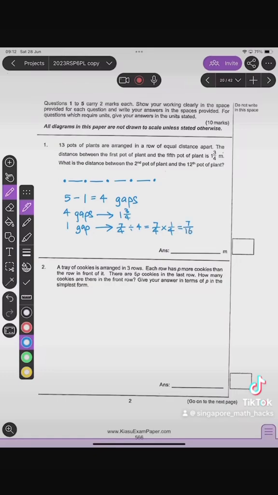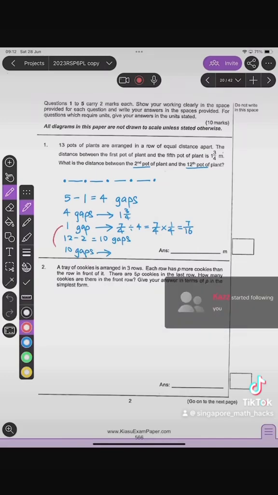Now what about the next part that we're going to do, which is finding the distance from the second pot to the 12th pot. So how many gaps are there? 12 minus the second pot equals 10 gaps. So all I need to do now is to find 10 gaps.